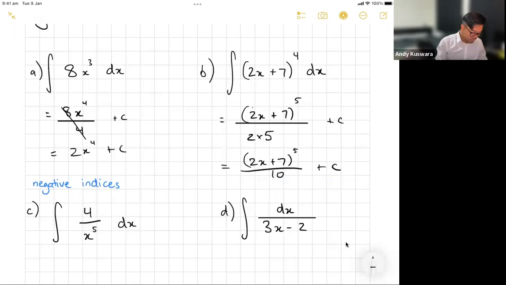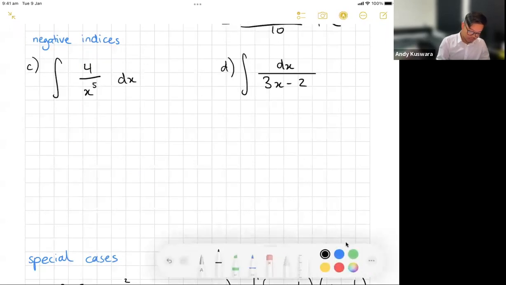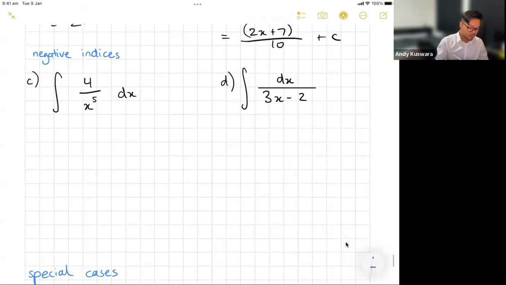Now, if we deal with negative indices, I'm going to change the color because that looked a little bit messy. If we're working with negative indices, let's move them into something that we're familiar with before we start to integrate. Hopefully you remember what a negative index is. If it's a positive index on the denominator of a fraction, it just means it was a negative index as a non-fraction. So you've got 4x to the negative 5. That's what we're essentially dealing with here.